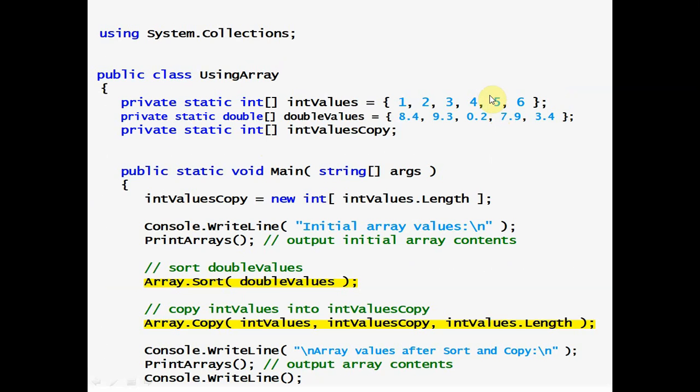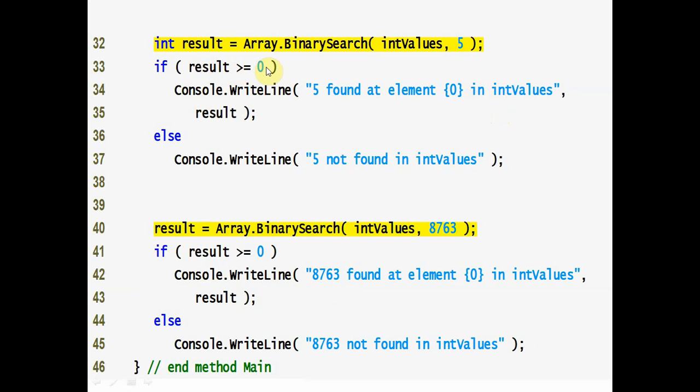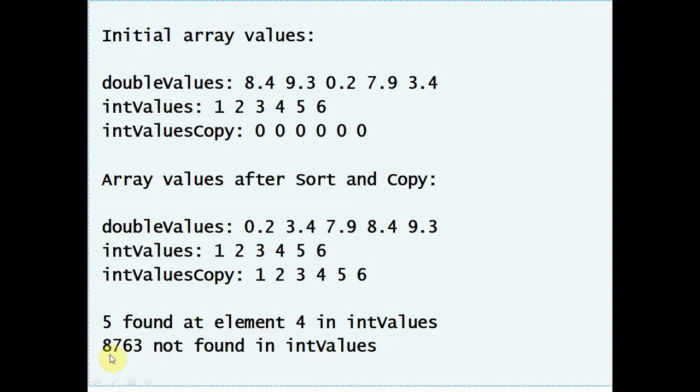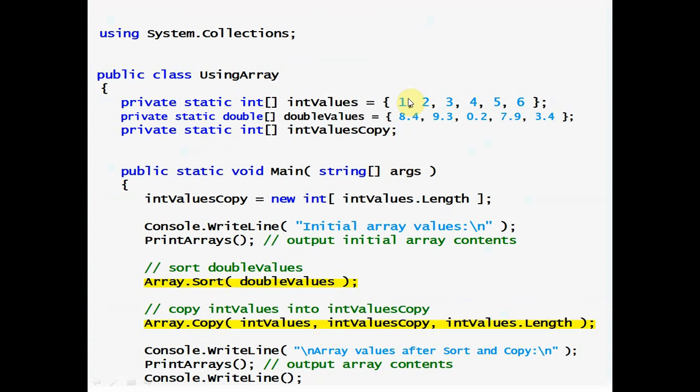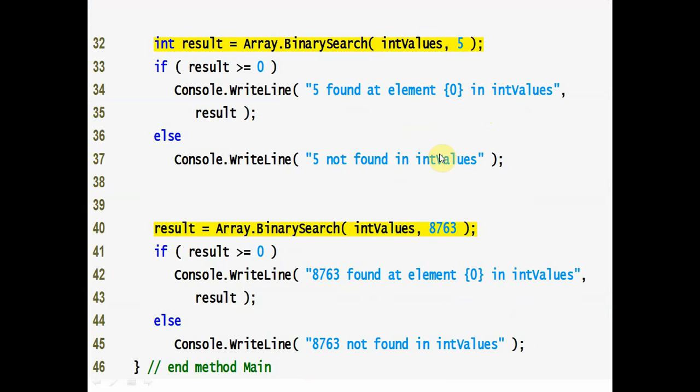So 5 is at the fifth position. So the result will be 5 and it is greater than 0. If this is greater than 0, meaning 5 is at the fifth position, then obviously it is greater than 0. Then we will write Console.Write "5 found at element" in int value. So where was 5 found? At the fifth position in int value, so this will come in the output. Otherwise, "5 is not found in int value". Since 5 is found, it will show "5 is found at element 4 in int value". We will call this element 4: 0 1 2 3 4, yes, if we start from 0 then this will be the fourth element. So it is found at the fourth element, fourth number.